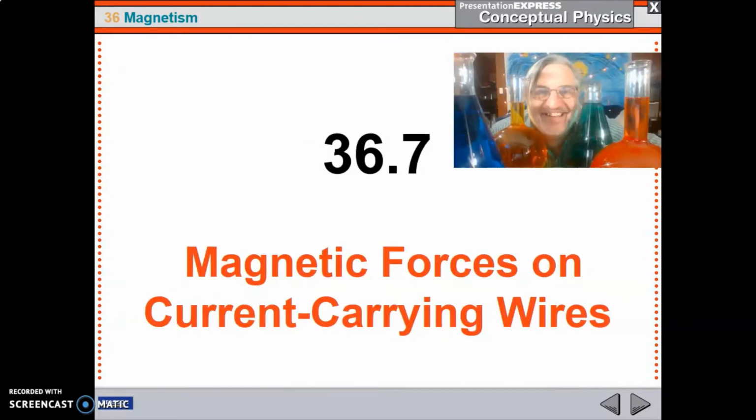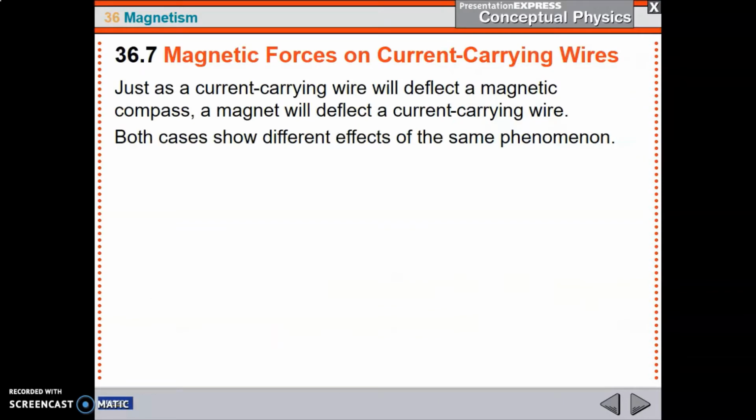All right. Here we go into section 36.7. Magnetic forces on current carrying wires. So, we already established that a current carrying wire will deflect a magnetic compass. So the wire makes a magnet field that moves a magnetic compass. Just as a current carrying wire will deflect a magnetic compass, a magnet will deflect a current carrying wire. Both cases show different effects of the same phenomena.